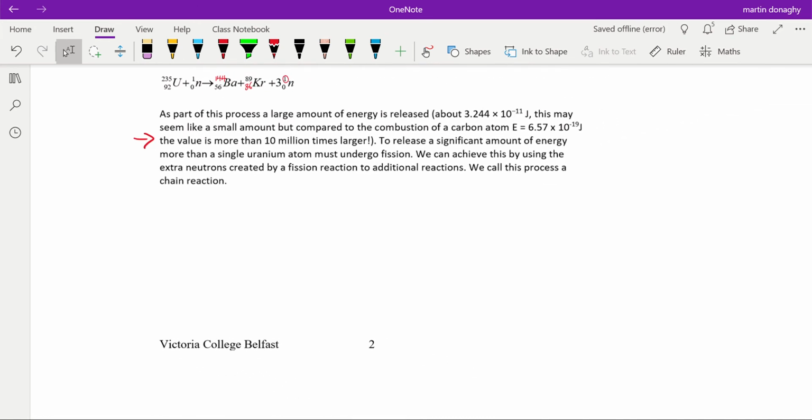However, if just one nucleus undergoes fission and splits in two, you wouldn't even notice it, because on a global scale, rather than on an atomic level, on a big scale, it's still a small amount of energy, even though it's 10 million times bigger than combustion. So to do this and get an amount of energy we're going to notice on a large scale, we need to do a chain reaction. That's what the next video will look at.